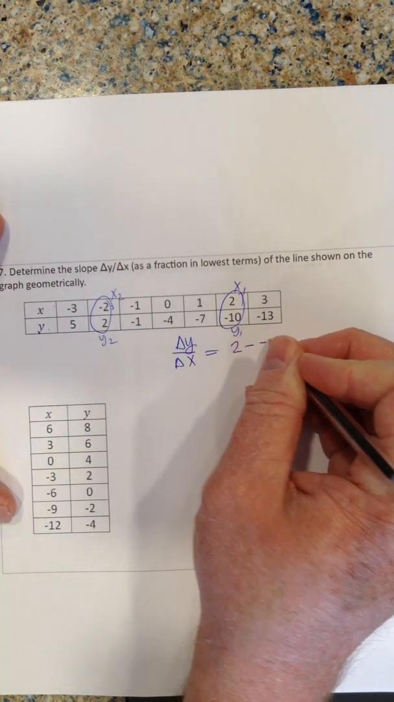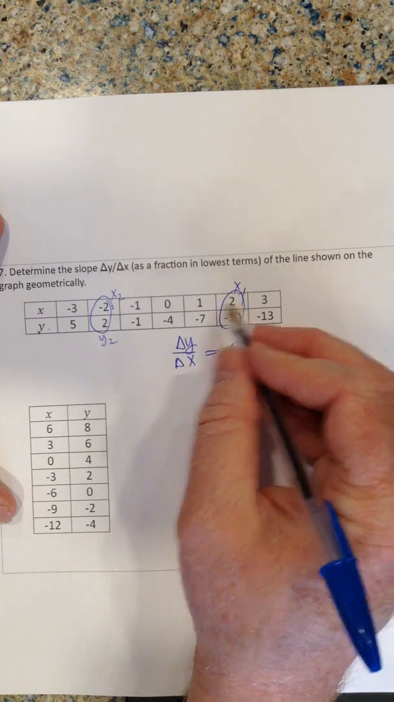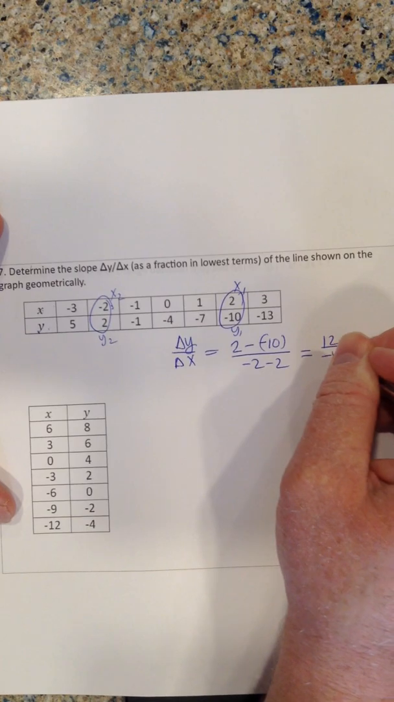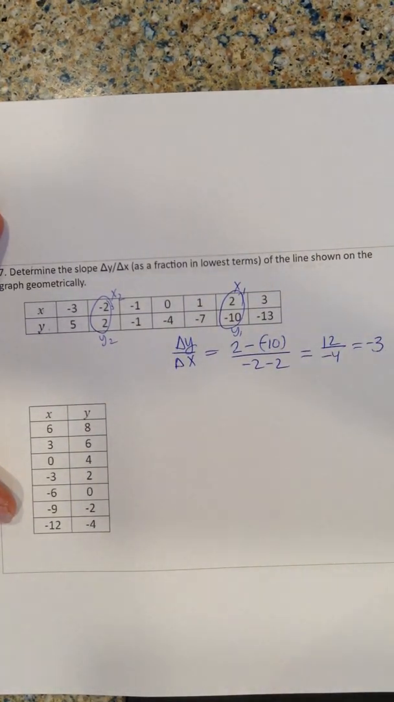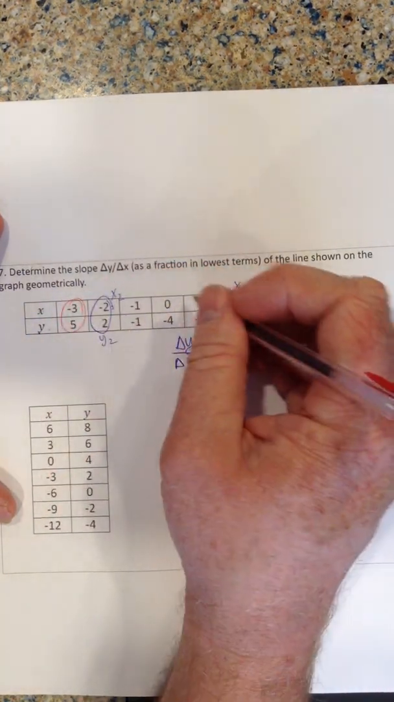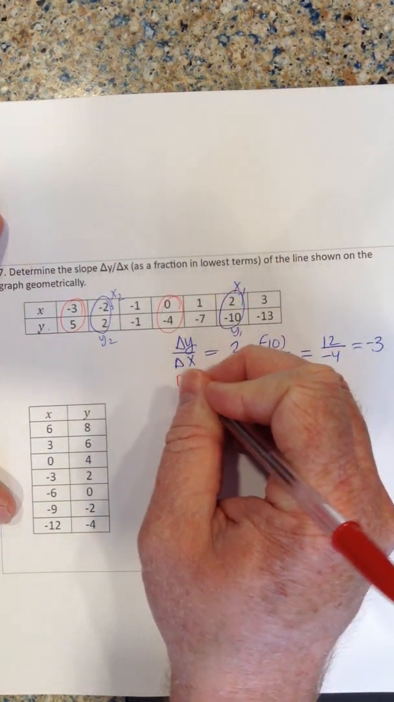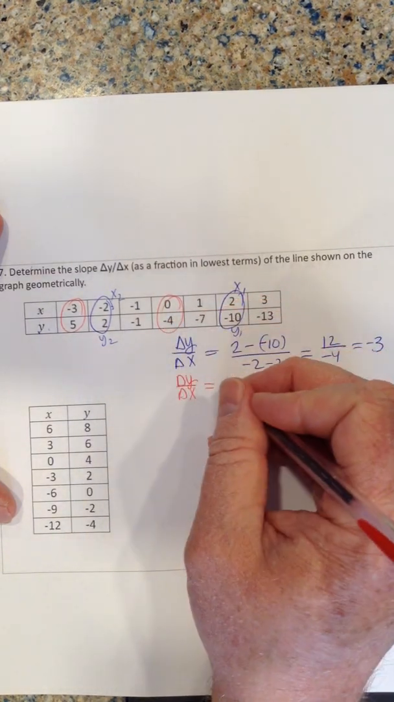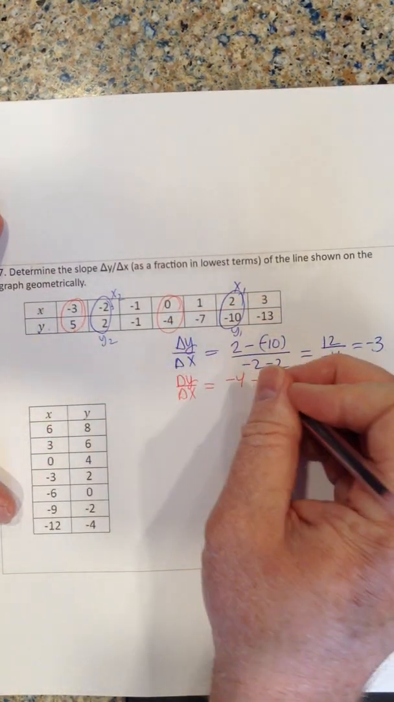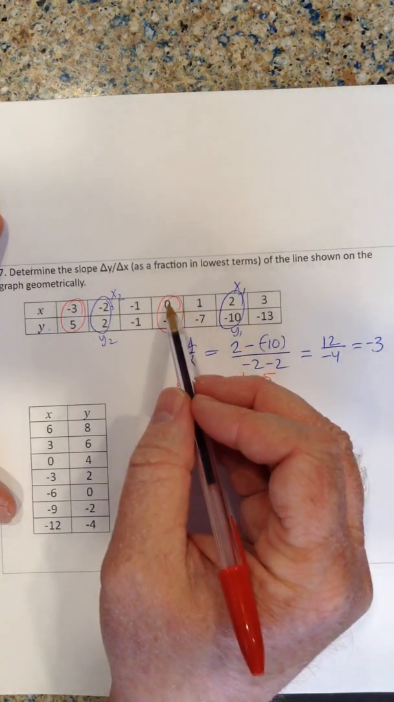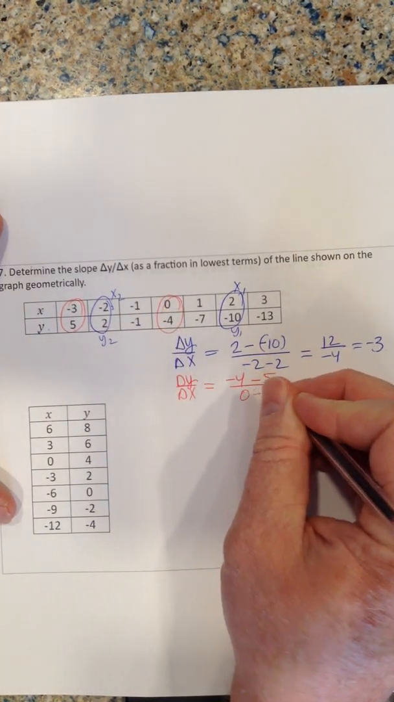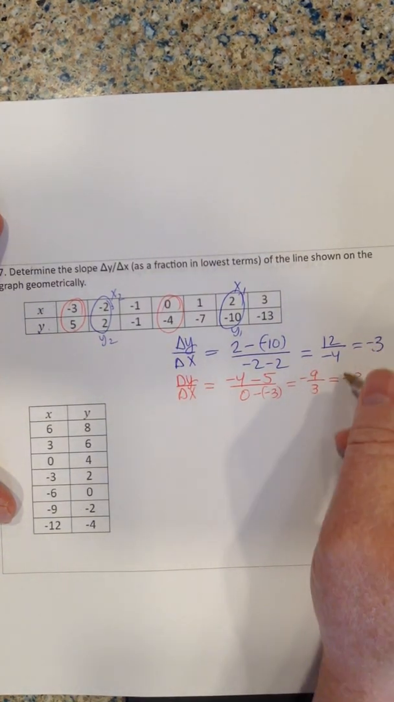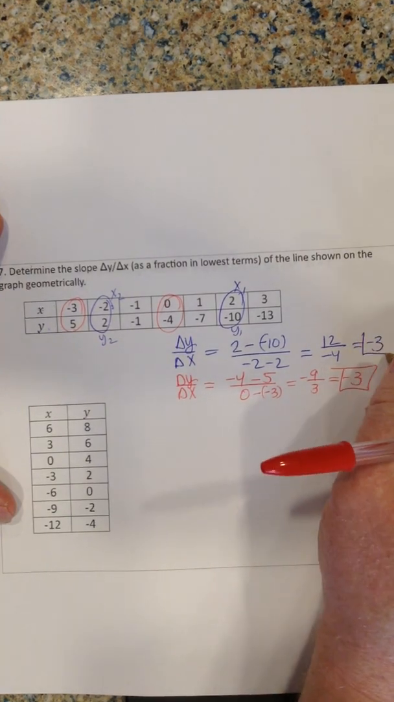So 2 minus negative 10 over negative 2 minus 2. So I get 12 over negative 4, negative 3. What if I'd picked two different points? Like if I picked that point and that point, let's say. I get y2 minus y1 over x2 minus x1. So I get negative 9 over 3, so negative 3. So I get the same answer either way.